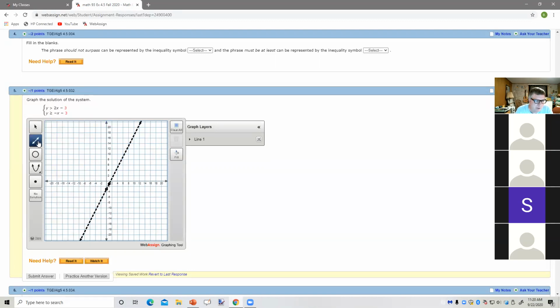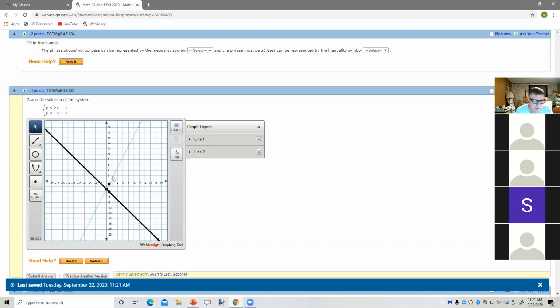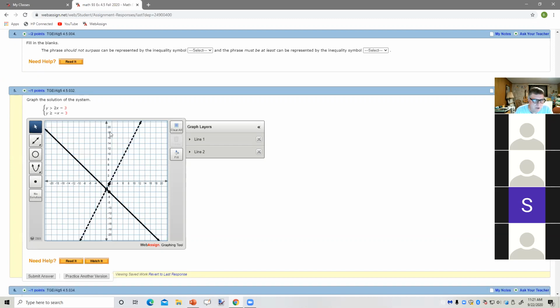So what's my y-intercept here? Negative 3. Oh, I'm sorry, yes, -3. The slope is -1. So I'm going to go down 1 and over 1 to right there. Now, is this line solid or dotted? Solid. Okay. So the first inequality, the dotted line, we determined that we wanted to shade on the left side of it.